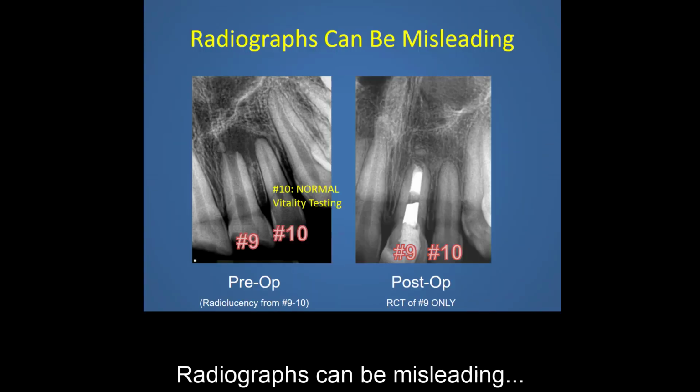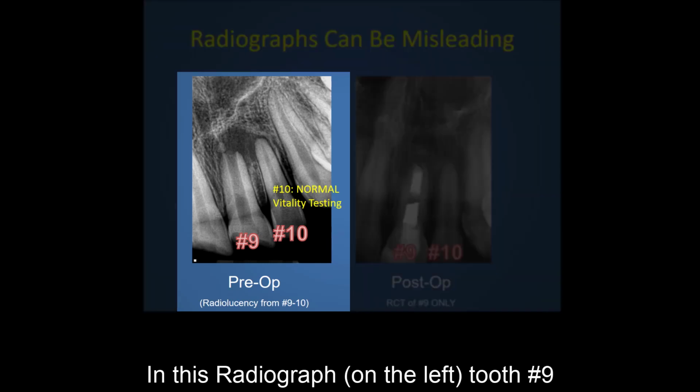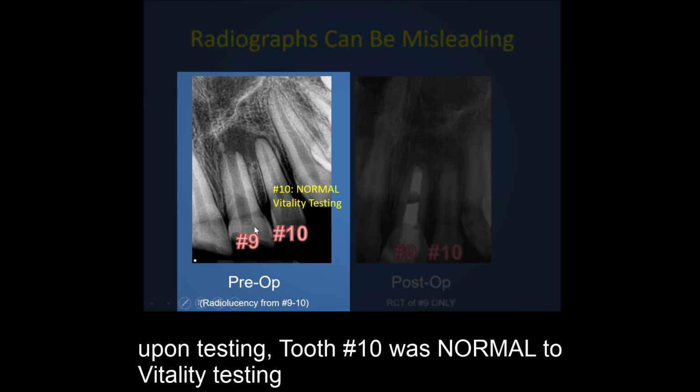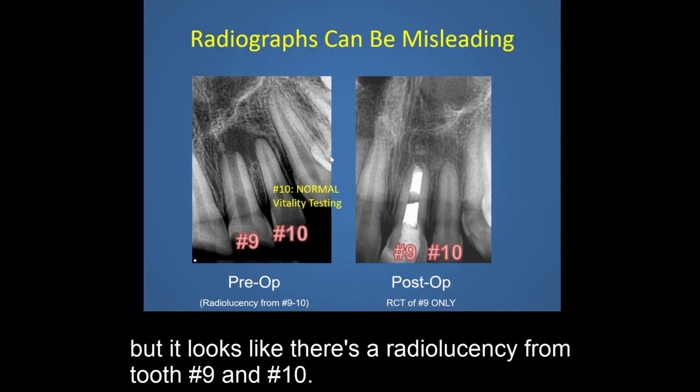Radiographs can be misleading. In this radiograph, you can see on the left tooth number 9 and tooth number 10. Upon testing, tooth number 10 was normal to vitality testing, but it looks like there's a radiolucency from 9 and 10.